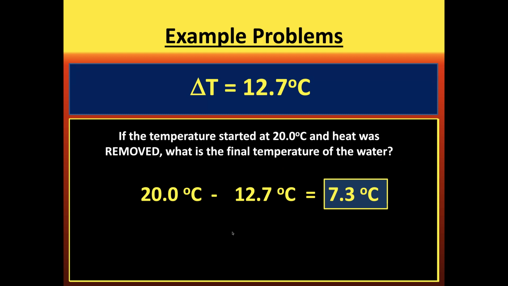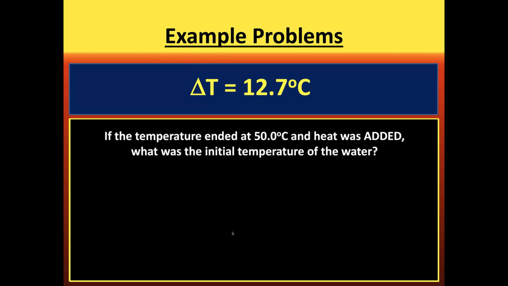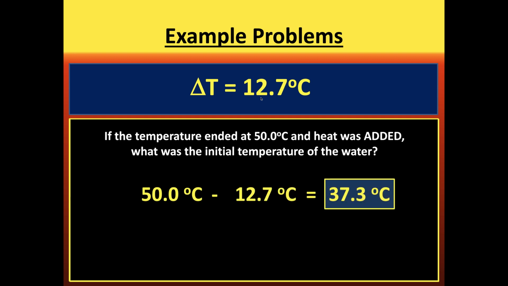What if it's not giving us the starting temperature? What if it says we are ending at 50 degrees Celsius after we added heat? What was the starting temperature of the water? Well, the temperature changed by 12.7 degrees Celsius. If we added the heat, that means the original temperature was 50 degrees minus 12.7. The original temperature was lower. So we subtract the temperature change, and that gives us our starting temperature.